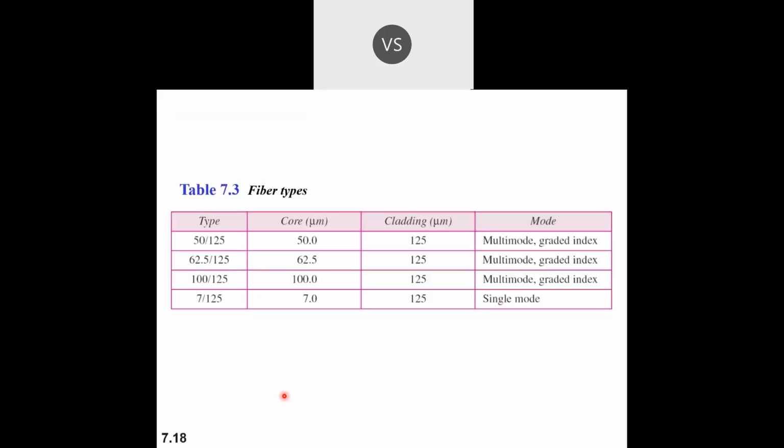What are the different types of fibers? As I have told you, the cladding is constant. The outer region of the fiber is constant at 125 micrometers, while the core varies. In single mode, the core size is just 7 micrometers, while in multi-mode fiber the core is very high, about 7 times higher, 50, 60 to 100 micrometers. So in multi-mode the core diameter is higher, while in single mode the core diameter is smaller, and the cladding is constant everywhere.